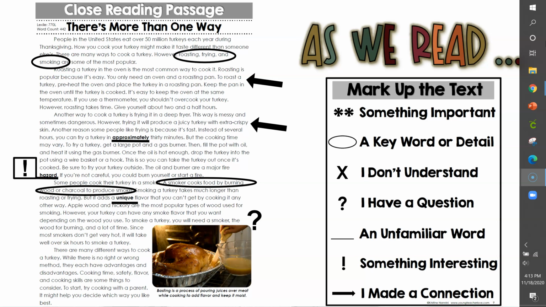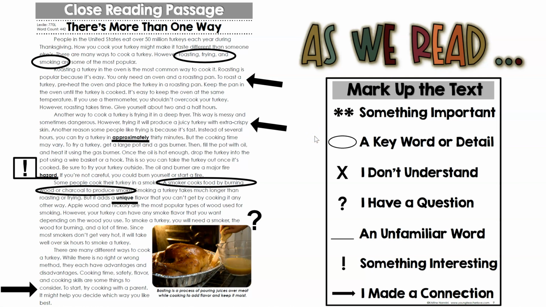There are many different ways to cook a turkey. While there is no right or wrong method, they each have advantages and disadvantages. Cooking time, safety, flavor, and cooking skills are some things to consider. To start, try cooking with a parent. It might help you decide which way you like best.